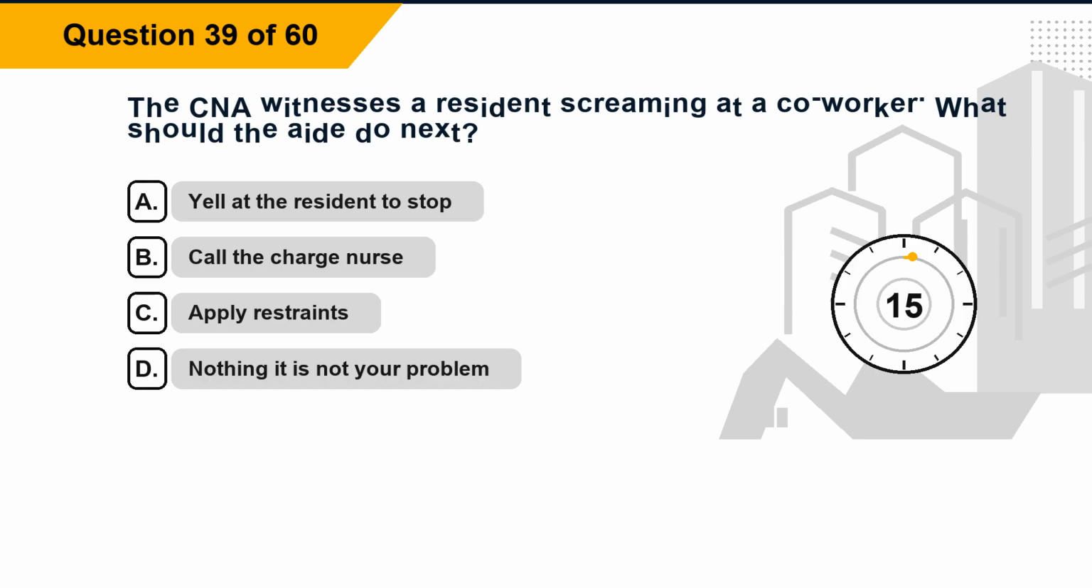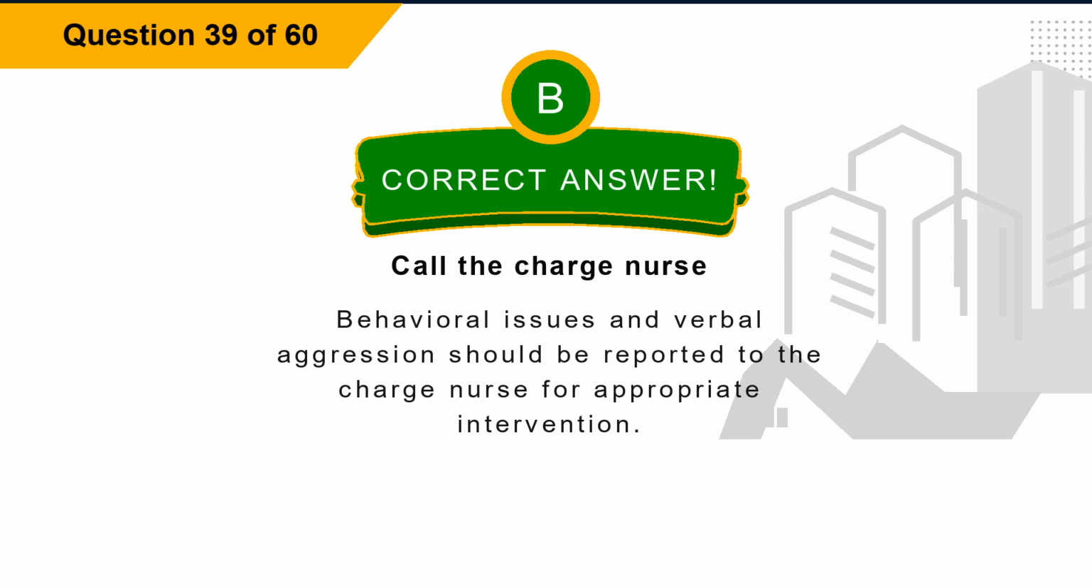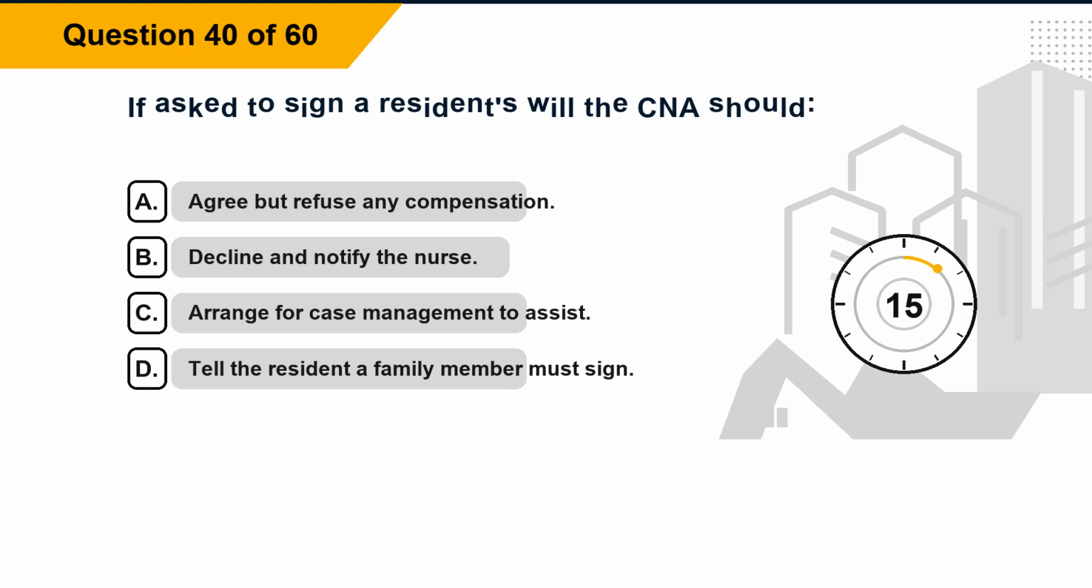Question 39. The CNA witnesses a resident screaming at a coworker. What should the aide do next? Option A, yell at the resident to stop. Option B, call the charge nurse. Option C, apply restraints. Option D, nothing, it is not your problem. The correct answer is option B, call the charge nurse. Explanation: behavioral issues and verbal aggression should be reported to the charge nurse for appropriate intervention. Question 40. If asked to sign as a resident's witness, the CNA should: Option A, agree but refuse any compensation. Option B, decline and notify the nurse.